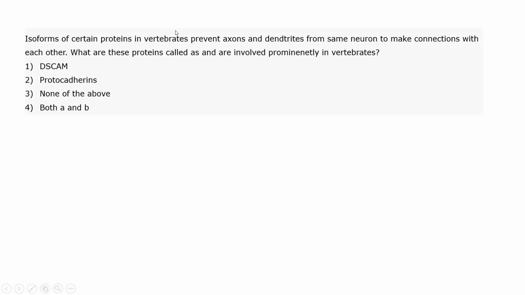Isoforms of certain proteins in vertebrates prevent axons and dendrites from the same neuron from making connections with each other. What are these proteins called, which are involved prominently in vertebrates only? First option is DSCAM, second option is protocadherins, third is none of the above, fourth is both A and B. Which might be the answer? It is found in vertebrates, and isoforms of these proteins prevent the axons and dendrites from the same neuron from interacting with each other, because neurons should interact with other neurons, right? The nerve endings of one neuron should interact with the dendrites of other neurons. What may be the answer?